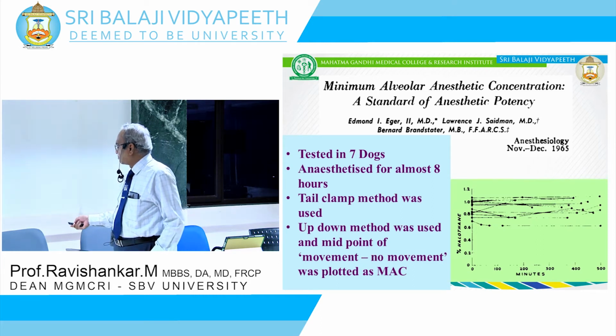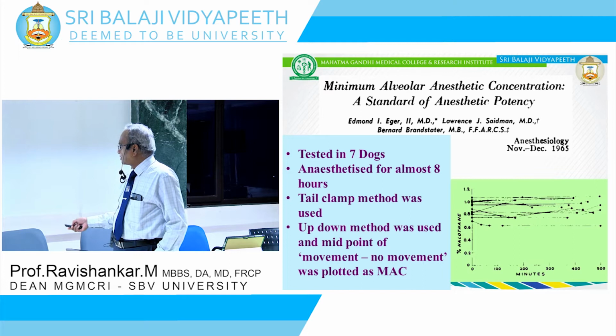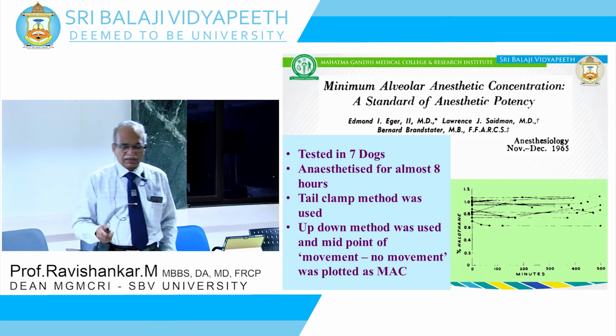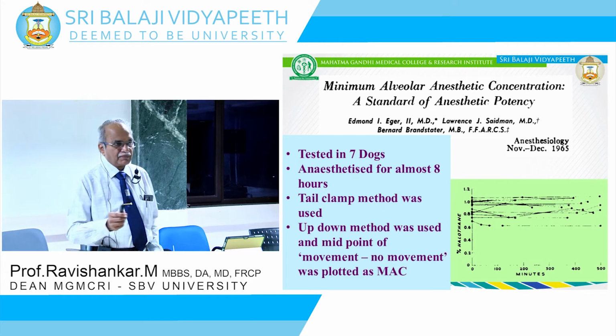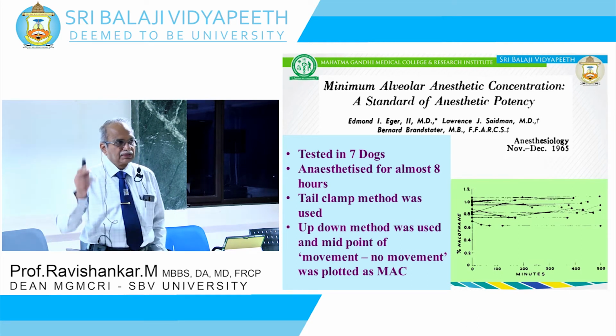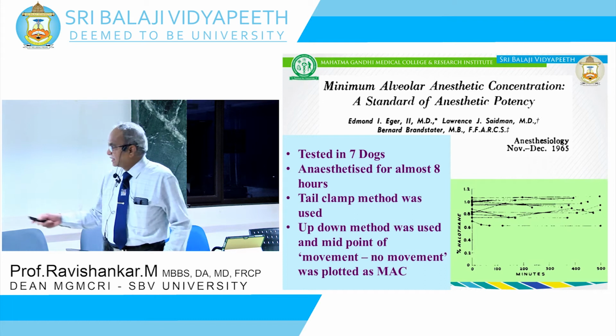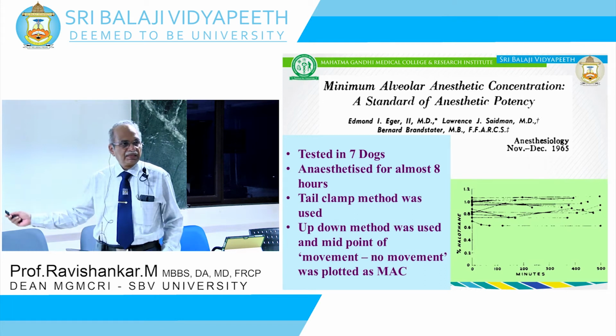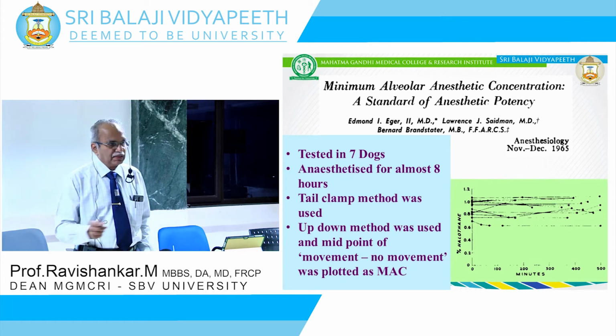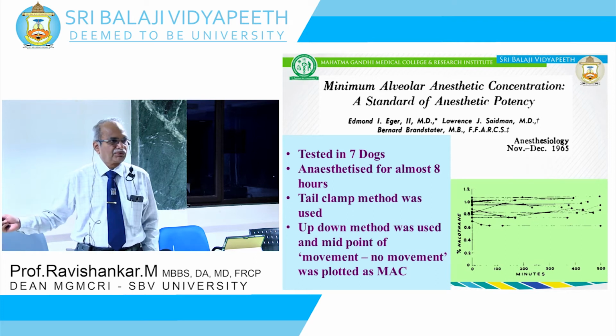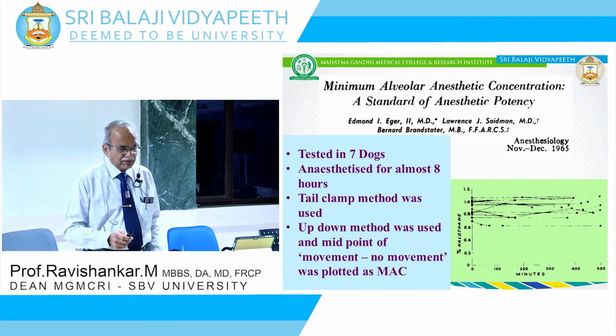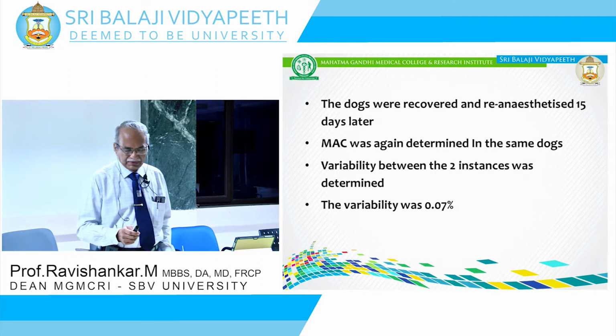And this is how they plotted it, the up and down. So that is how it was calculated, and then they came to the conclusion of what the MAC for halothane is. Did they stop with this? Is it valid? If you say this is what I have done and this is my end result, they were not satisfied. Others also will not be satisfied.